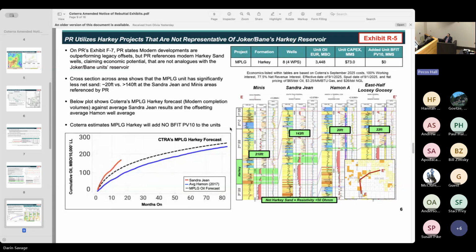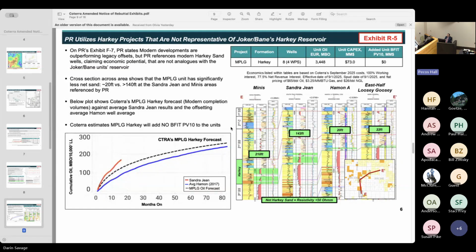They reference the Sandra-Jean as being a positive well result. If we look at the Harkey Sand, we're estimating roughly 142 feet, but yet at Loosey-Goosey, we would estimate roughly 22 feet. That is significant reservoir degradation. So the potential recovery of the Loosey-Goosey unit has the potential to be compromised. And it's my and my geologist's opinion that the well results will be much worse than the southern area that PR is referencing for promising results.